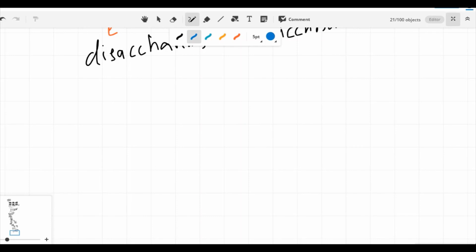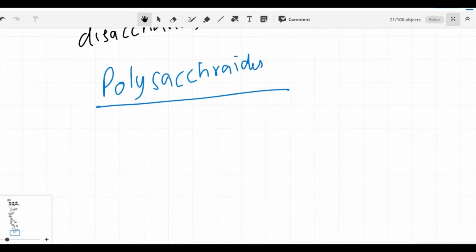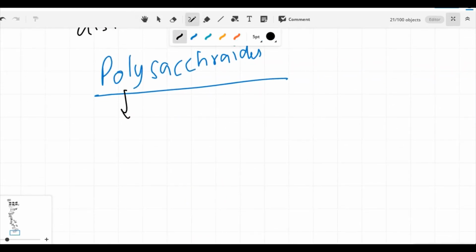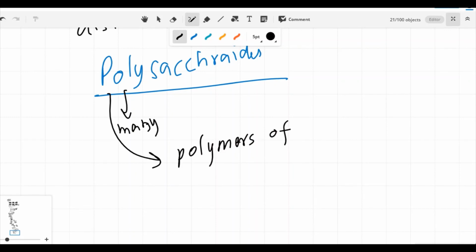Now the next one, the major third group, is known as polysaccharides. Poly means many, as you know, and saccharides means the unit. So in other words, you can say that polysaccharides are the polymers of monosaccharides.